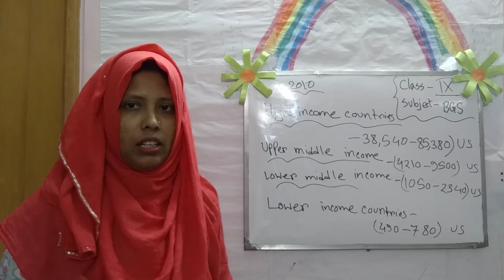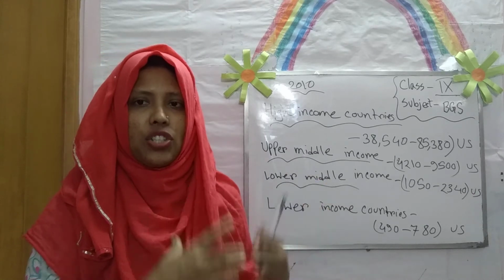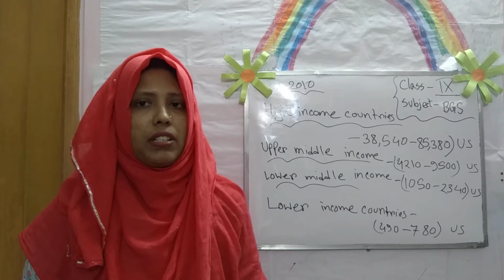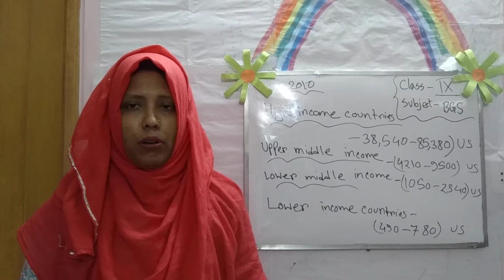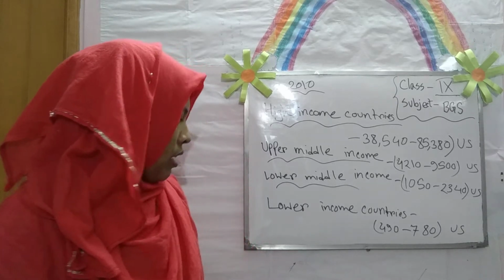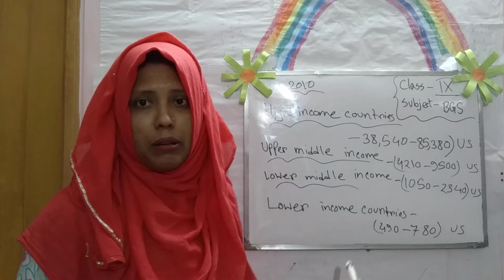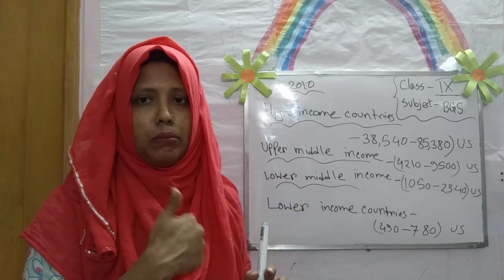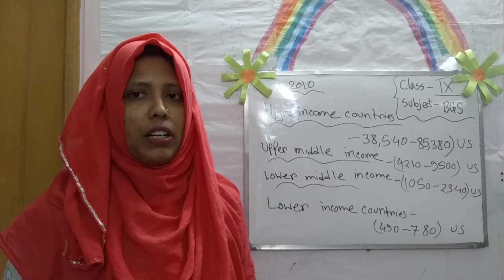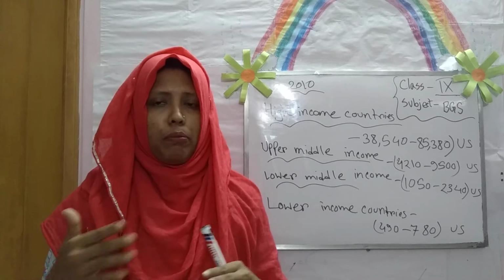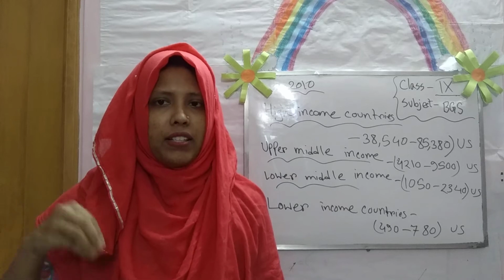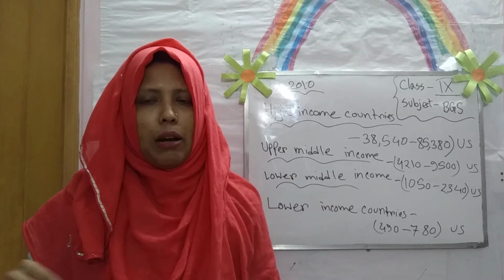Our textbook has a chart about all types of countries and their per capita income. We will all learn about the per capita income of those types of countries. After reading these categories and the per capita income of each type, we will compare the three types of countries based on their GDP, GNP, and per capita income.